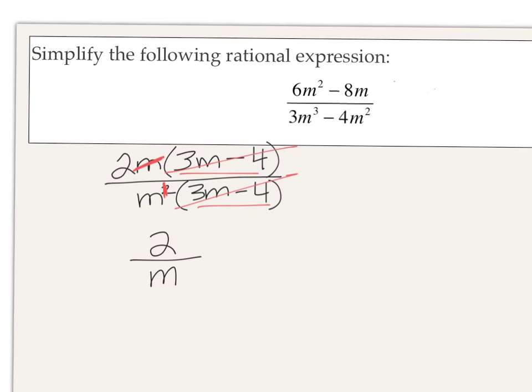Now, the non-permissible values, they don't come from the last step. They come from the step where you factor. So you look at the step where you'd factor for your non-permissibles. So I had m squared, and I had 3m minus 4. So you should have two non-permissibles, one for m squared and one for 3m minus 4. What would the non-permissible for m squared be? 0. And for 3m minus 4, does anyone have an idea?